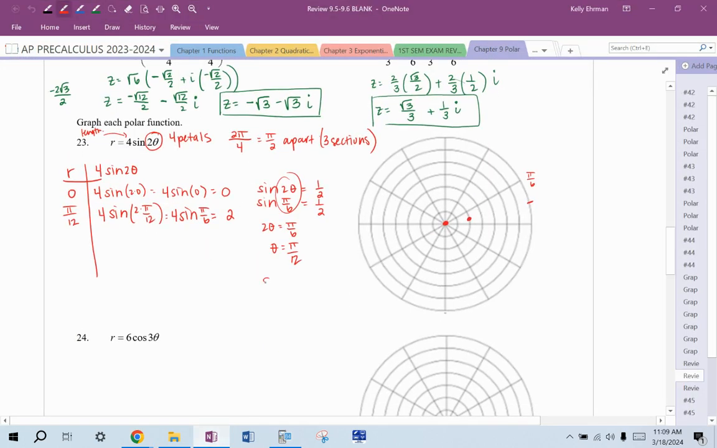Okay, so I know that the sine of pi over 2 is equal to 1, and I have sine of 2 theta. So if 2 theta is equal to pi over 2, I should be plugging in pi over 4. So let's plug in pi over 4. Again, that's 2 times pi over 4, which is pi over 2. 4 times the sine of pi over 2 is 4 times 1, which is 4.